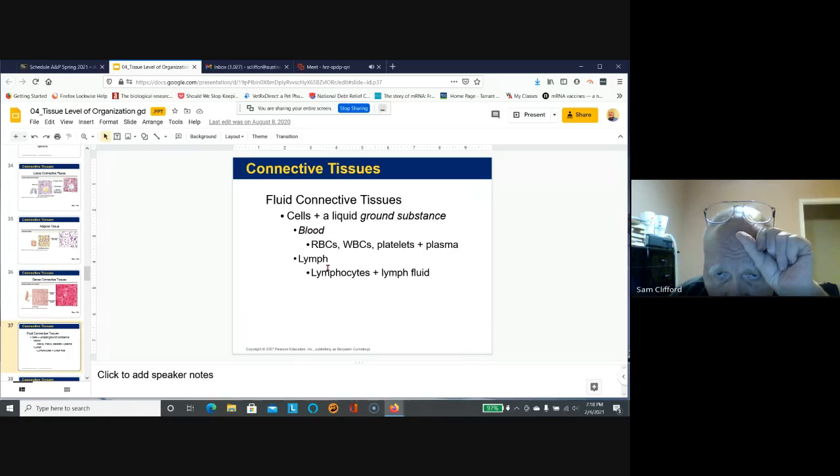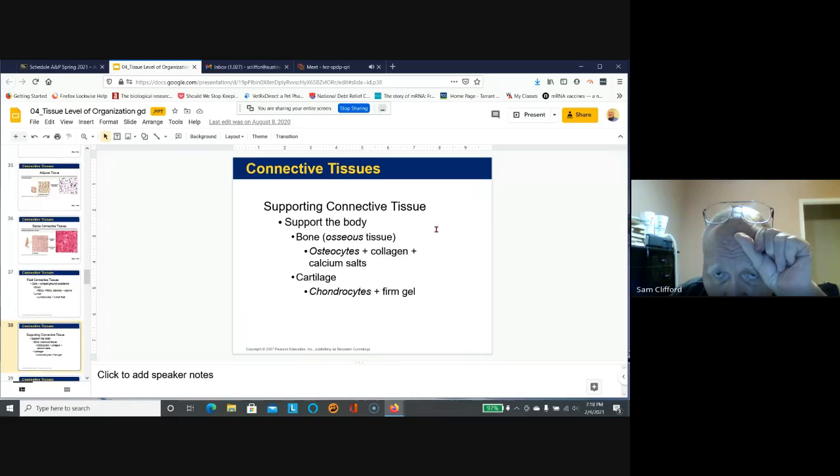Blood and lymph are considered connective tissues. So in the blood, you have cells and you have plasma, the ground substance. Bone and cartilage also support. Bone is collagen fibers plus calcium salts. Cartilage is chondrocytes within a firm gel.